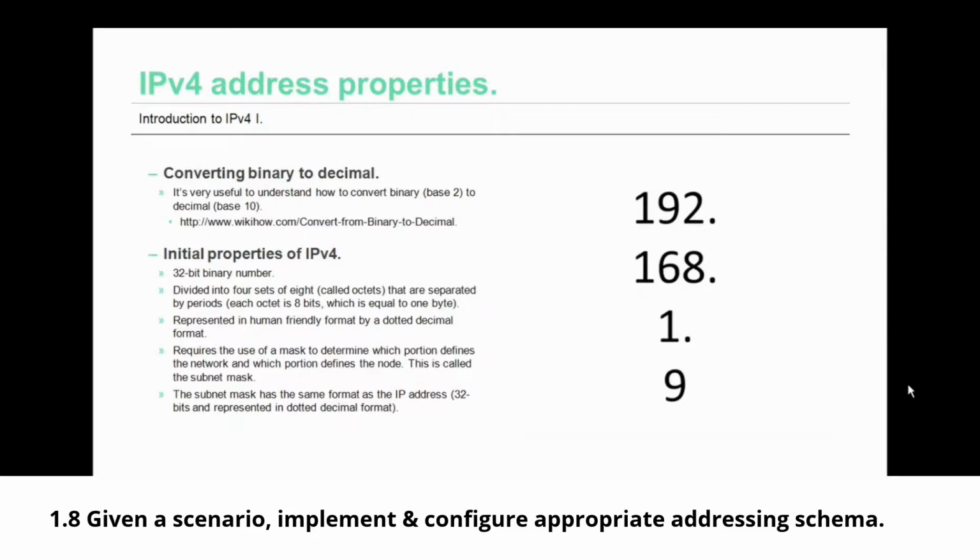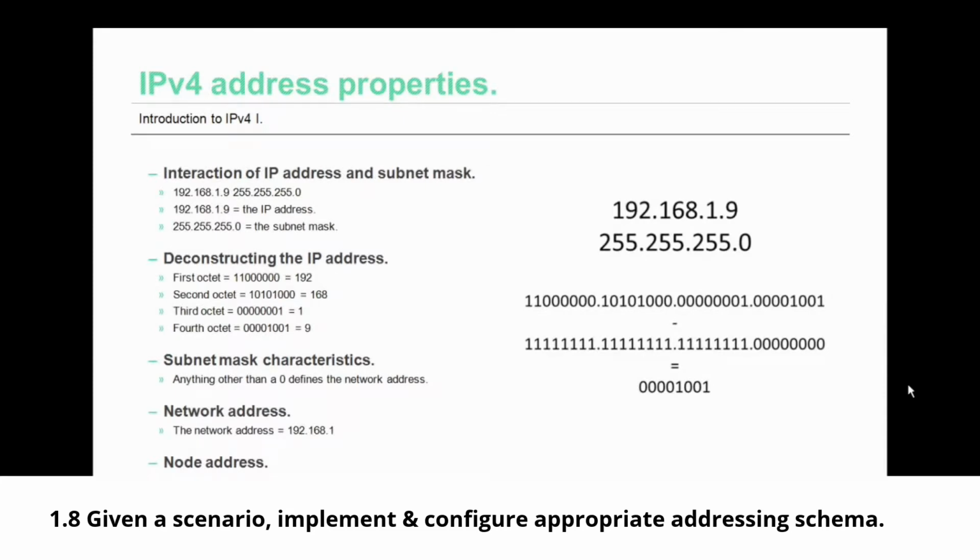Now, when we look at this address, 192.168.1.9, that is an IP address, but we don't know which portion is the network or which portion is the host. To be able to resolve this, it requires the use of a mask which determines or defines which portion is which. This mask is called the subnet mask, and the subnet mask has the same format as the IP address, as in it's 32 bits and it's represented in dotted decimal format. So let's take a look at how an IP address and subnet mask operate together.